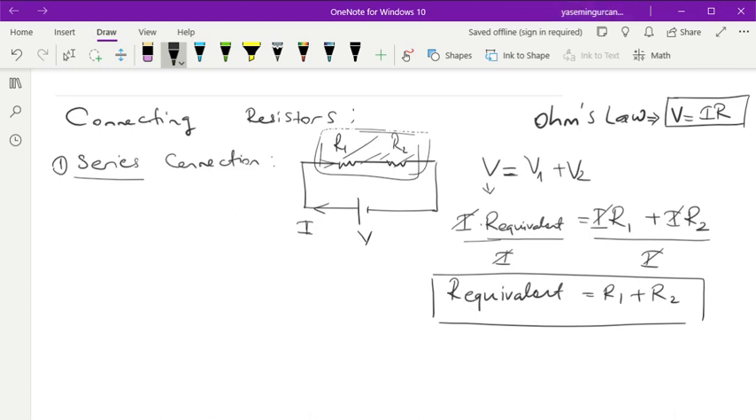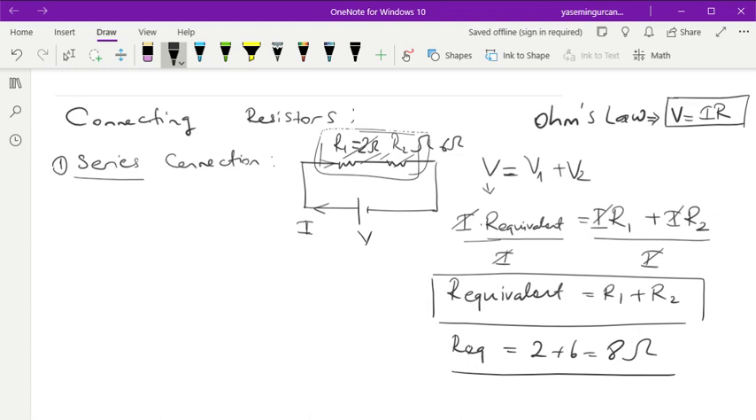So it's that simple. If you have R1 to be 2 ohm, ohm is the unit of resistance, and R2 is, let's say, 6 ohm, your R equivalent, which in short I'm going to show as REQ, is going to be 2 plus 6, 8 ohm, okay? So this is how you find equivalent resistance for series connected resistors.